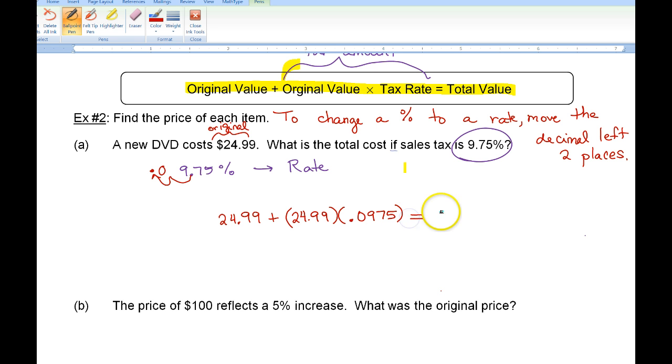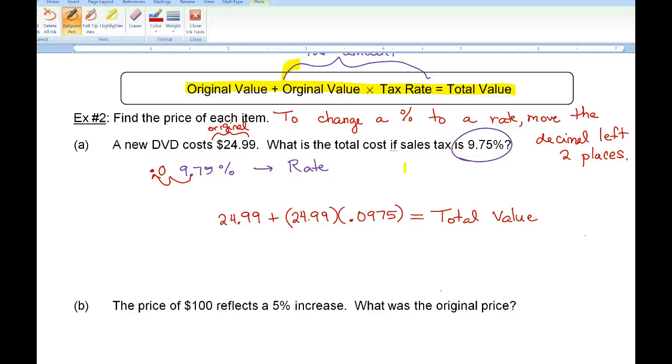0.0975. And this is going to give us the total value. This is going to tell me how much I have my tax on, and then I have to add it to the original. Remember, if it's $24.99, you want to make sure that your answer makes sense. If you have something for $25, does it make sense for your tax to be $25 or $40? No. If you're adding tax, it should only be a few dollars if something is $25 to begin with.